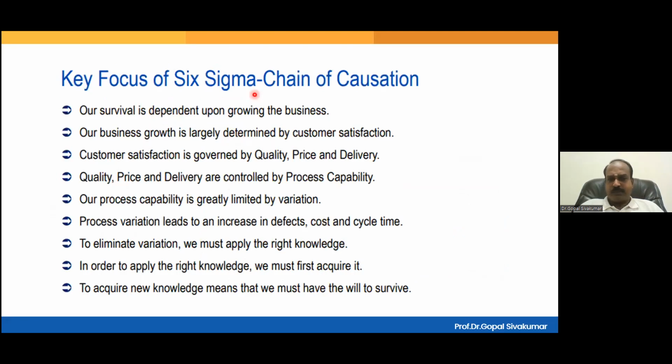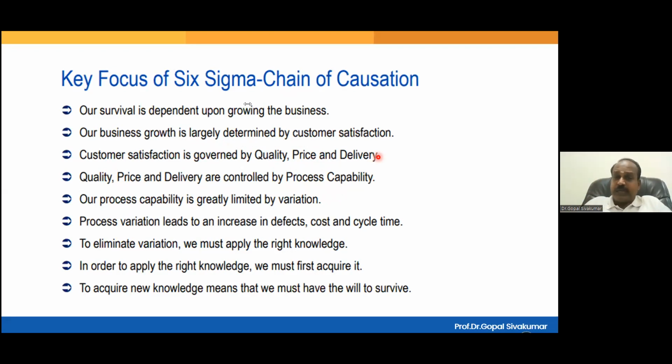So our survival is dependent on growing the business, but our business growth is largely determined by customer satisfaction. But customer satisfaction is governed by quality, price, and delivery. But quality, price, and delivery are controlled by process capability. But our process capability is greatly limited by variation. What is variation here? Variation in raw material quality, machine to machine variation, operator to operator variation, factory to factory variation. All these variations will affect your final quality.